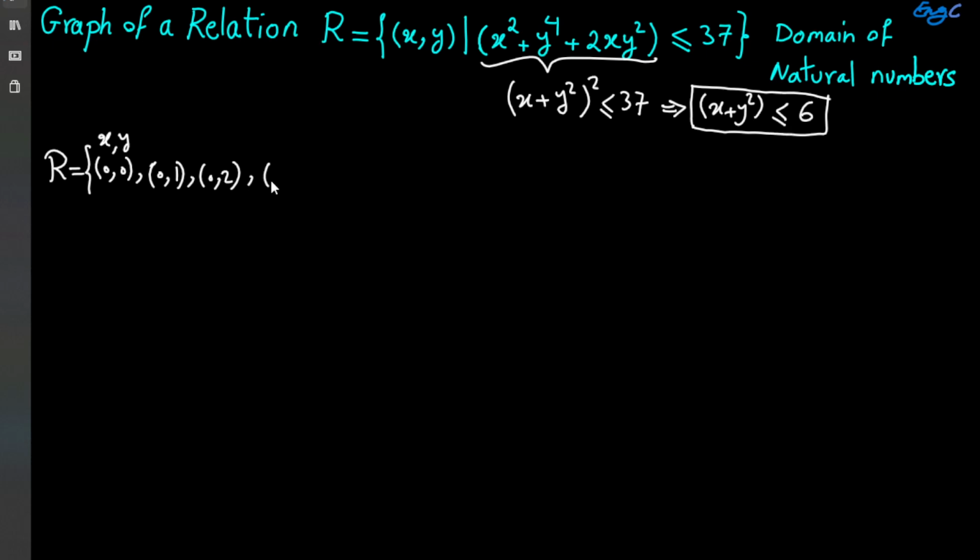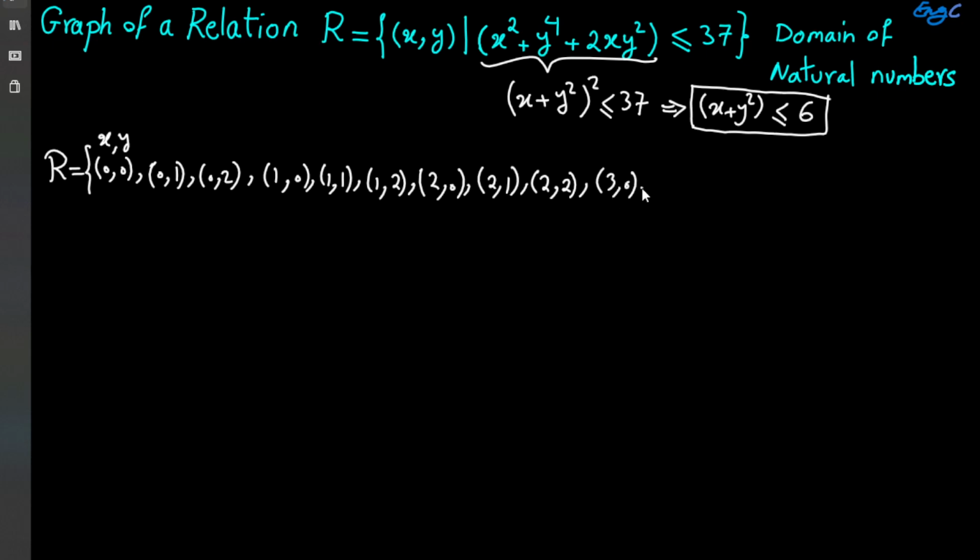We move on to 1, 0. That works. 1, 1 works. 1, 2 works, because 1 plus 4 is still less than or equal to 6, but 1, 3 doesn't work. So we move on to 2, 0. That works. 2, 1 satisfies this requirement. 2, 2 also satisfies this requirement, because 2 plus 4 becomes 6, and 6 is still less than or equal to 6. It works, but nothing above that.